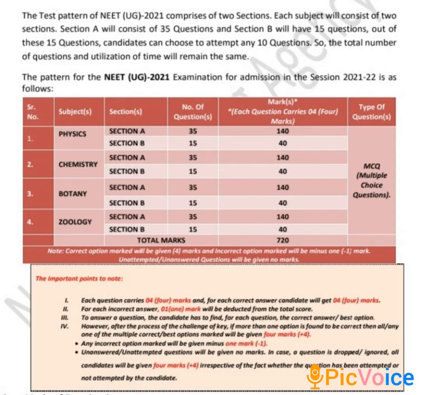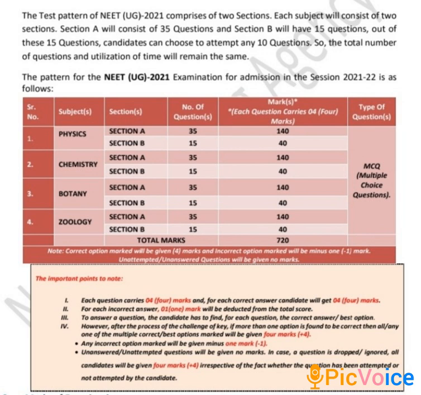Hello all. Today we are going to discuss the test pattern of NEET UG 2021. According to the new notification released by NTA, the new NEET UG 2021 will comprise two sections of questions. The two sections are section A and section B. Section A will have 35 questions which are all compulsory, and section B will have 15 questions, out of which you have to answer only 10 questions.